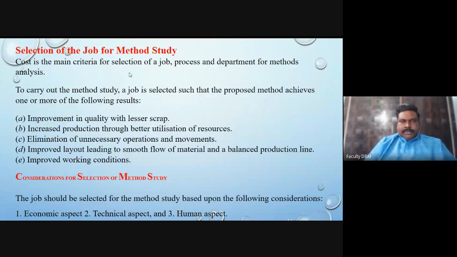Cost is the main criterion for selection of a job, process, or department for methods analysis. To carry out the method study, a job is selected such that the proposed method achieves one or more of the following results: improved quality with lesser scrap, meaning wastage should be lesser; increased production through better utilization of resources, whatever resources we have, we need to use them; elimination of unnecessary operations and movements; improved layout leading to smooth flow of materials and balanced production lines.